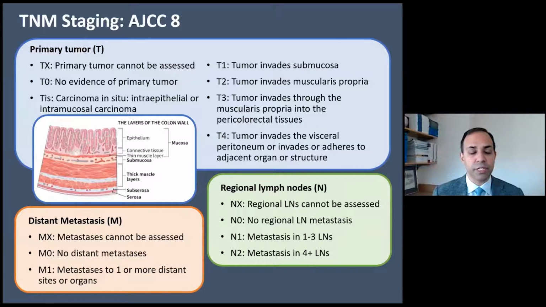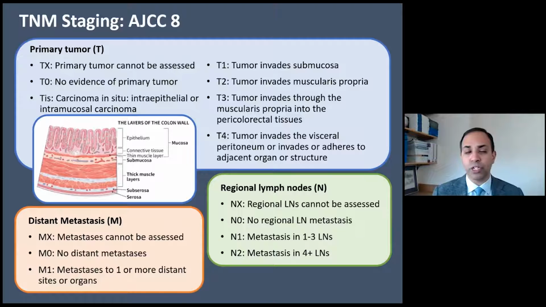The specifics of staging are somewhat more important to discuss for colorectal cancer than some of the other GI cancers when thinking about the boards. Primary tumor staging, T staging, is delineated directly from the invasion of the primary tumor into the wall of the colon or the rectum. This starts with invasion into the submucosa, extending through the muscular layers into the surrounding pericolorectal tissue or the visceral peritoneum or adjacent structures.